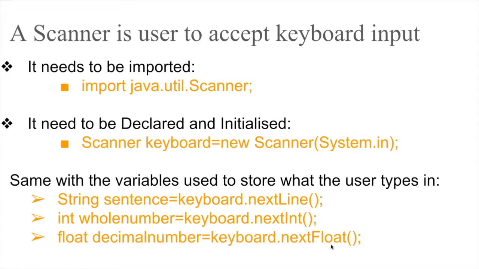But these are very handy, because not only do they trap errors, and you don't need to write any specific code for what will happen if someone types in an X instead of a number. It'll handle all of that for you. And you can also use the Scanner class for other things, which we'll be learning a little bit later on.